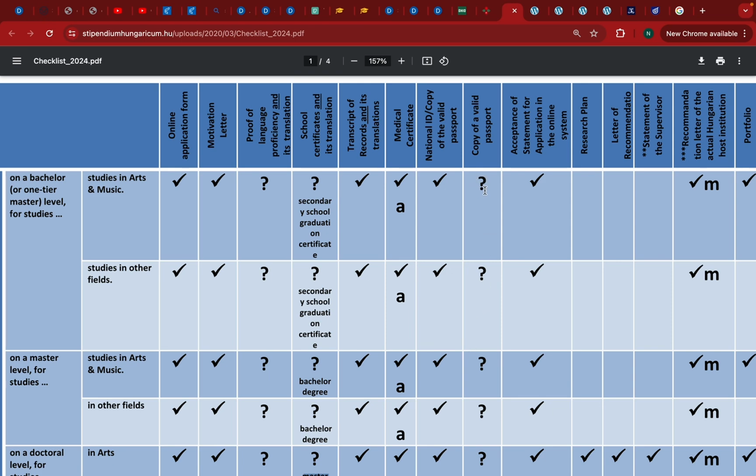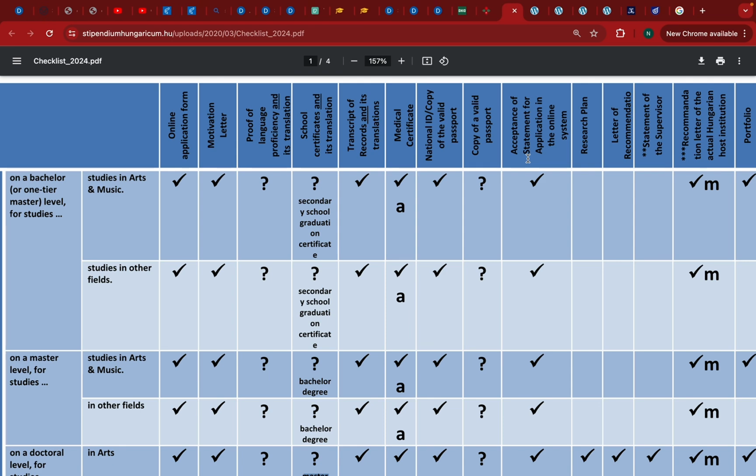Then the next column just talks about copy of a valid passport. So for the copy of the valid passport, they will need a copy of your actual passport, not the national ID. So some countries have a separate national ID and then the passport. So this one is talking about the passport, and it applies to all levels that you have to upload it until 15th January. That is if you have it, but if you don't have it, hold on, but try as much as possible to upload it on the final date that they bring up for uploading all your documents.